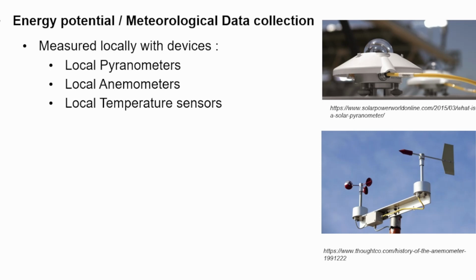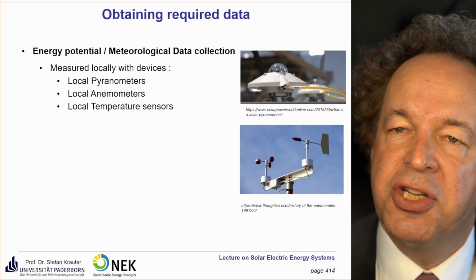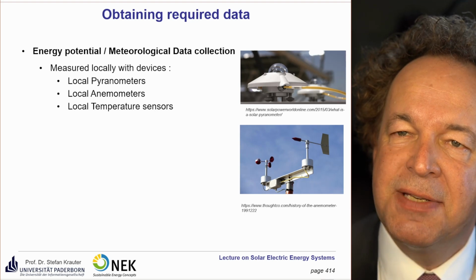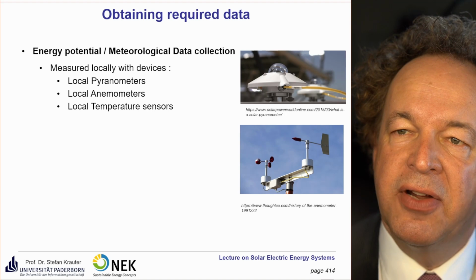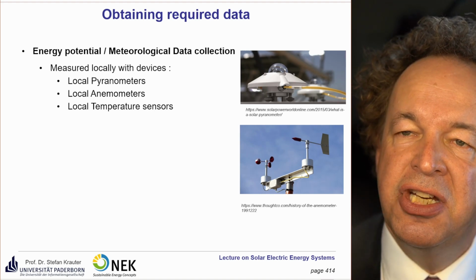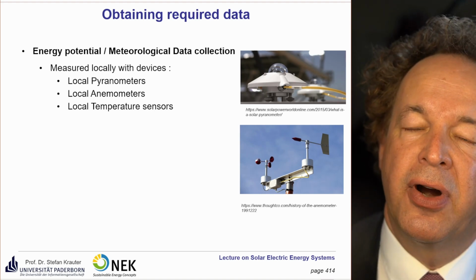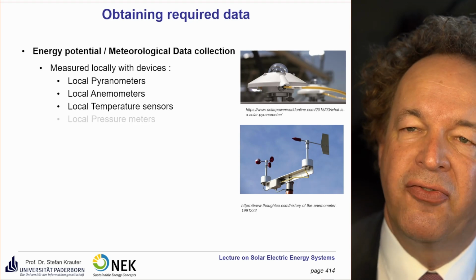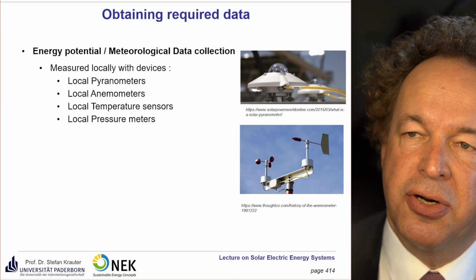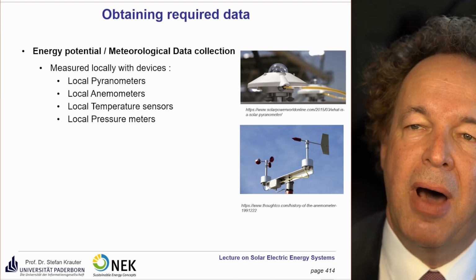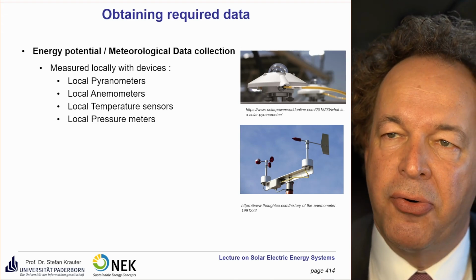Also, temperature plays a role because, as you know, the photovoltaic generator produces less power when the temperature is higher. Also for the wind, if you have a higher temperature, the air density changes, and therefore the power output may differ. The same applies for pressure meters. If the pressure is higher, then the density is higher, then the power output of a wind power system is increasing.